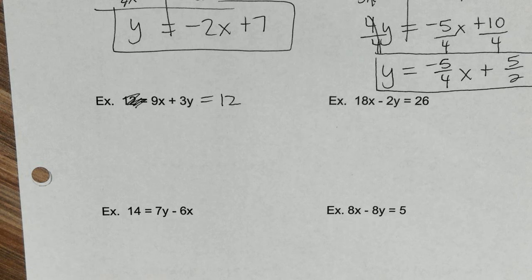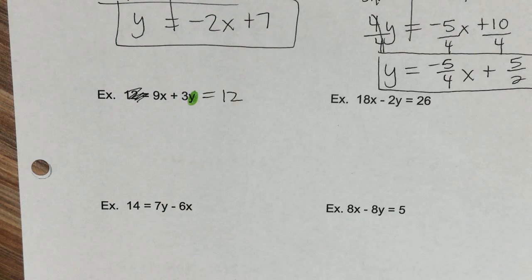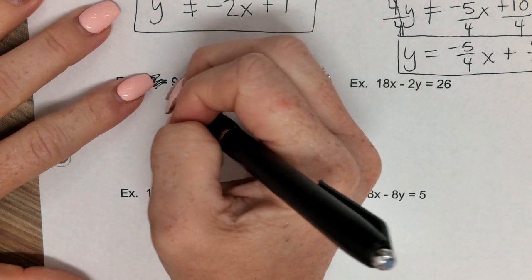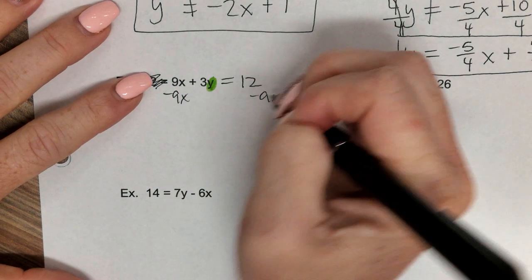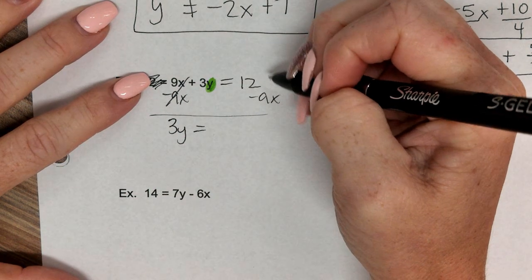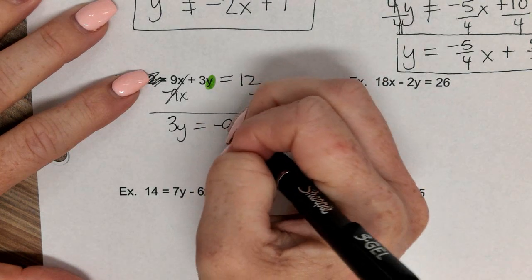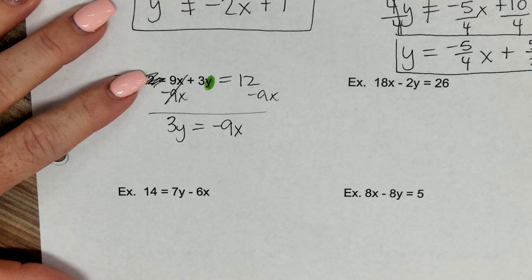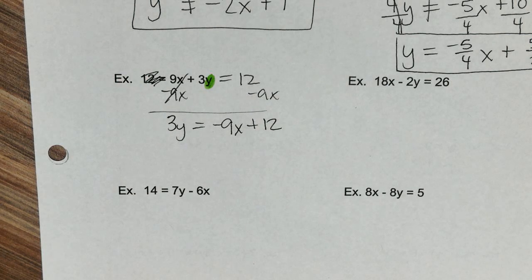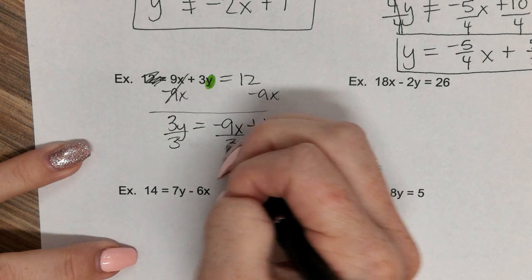All right, I'm solving for y, so what's the first thing I'm going to get rid of? The 9x. How would I get rid of a 9x? Minus 9x. So I have 3y equals, which one of these am I going to write first? Negative 9x. Is it plus 12 or minus 12? Plus 12. All right, how am I going to get rid of the coefficient of 3? Divide everything by 3. Divide by 3, divide by 3, divide by 3.